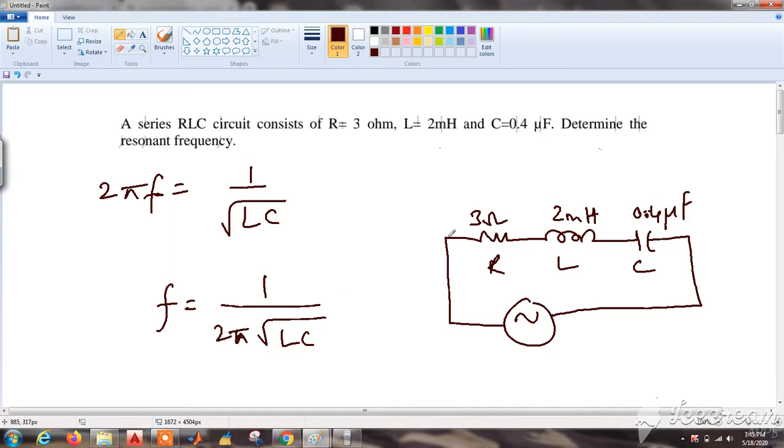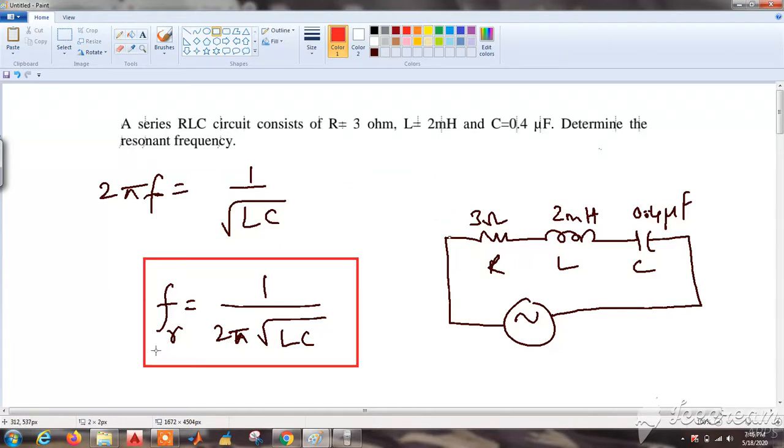So as this is a resonant condition, we can denote a suffix near f. To f we can apply a suffix of r. In some textbooks f naught will be given. In some textbooks fc will also be given. C represents cutoff frequency also. So you can apply any suffix. I am using suffix r, r resembling the case of resonance condition. So this is our resonant frequency. Fr is equal to 1 by 2 pi under root LC hertz. Don't forget to write units.